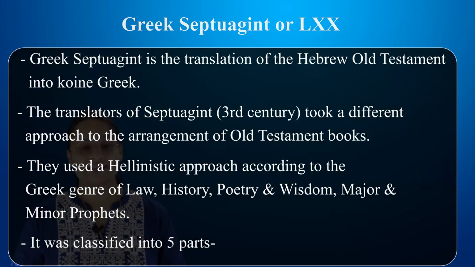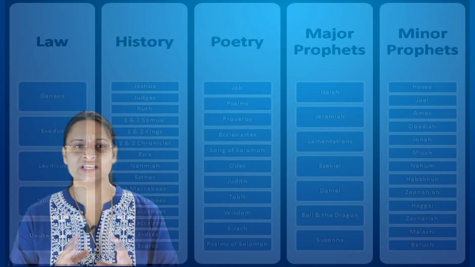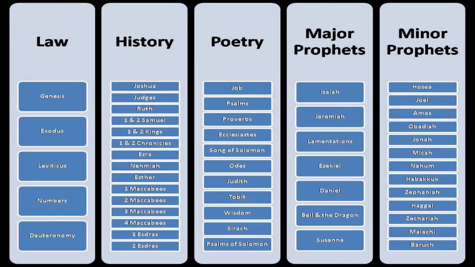It was classified into 5 parts: the law, history, poetry, major prophets, and the minor prophets. The books of the law were Genesis, Exodus, Leviticus, Numbers, and Deuteronomy. The books under the history section were Joshua, Judges, Ruth, 1st and 2nd Samuel, 1st and 2nd Kings, 1st and 2nd Chronicles, Ezra, Nehemiah, Esther, 1st, 2nd, 3rd, and 4th Maccabees, 1st and 2nd Esdras.